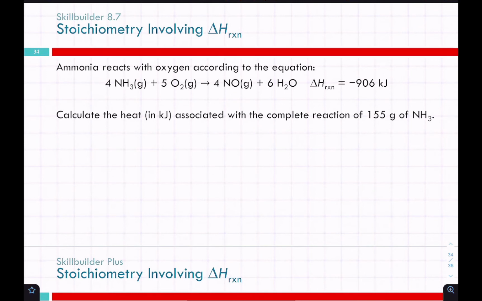Convert it to moles. So we'll get moles of NH3, because it's this amount of heat produced for every 4 moles of ammonia that reacts. So we could say for 4 moles of NH3, we're going to release negative 906 kilojoules of heat. So then we can get from moles of ammonia to kilojoules of, I always do this backwards.